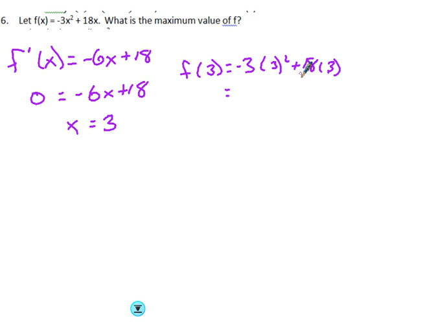So negative 3 times 3 squared plus 18 times 3 is going to be a grand total of 27. So your answer is not the ordered pair (3, 27), but the true maximum value of f is 27. Others might say 27 at x equals 3, but the maximum is 27. Moving on to number 7 now.